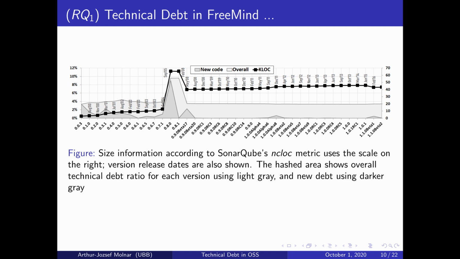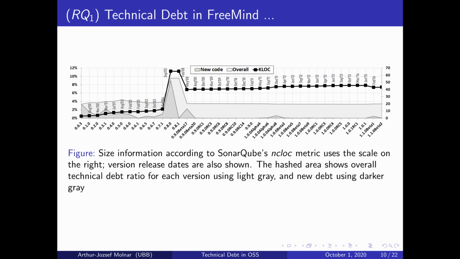First, we examined the technical debt that was identified in each application version. The dotted line represents application size, while the hashed areas show the ratio of technical debt. The debt ratio here represents the percentage of total development time that is required to fix all identified issues. In the case of FreeMind, we notice a large spike at version 0.8.0, where the debt ratio exceeds 9%.